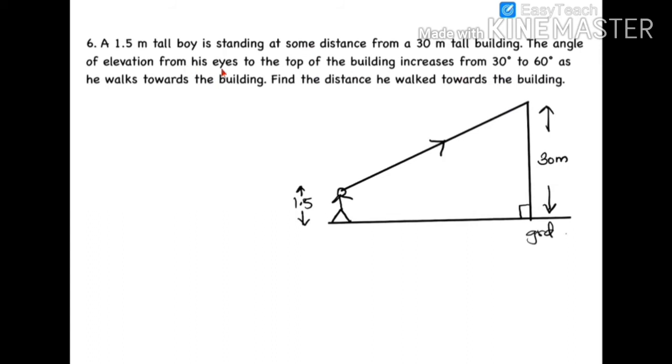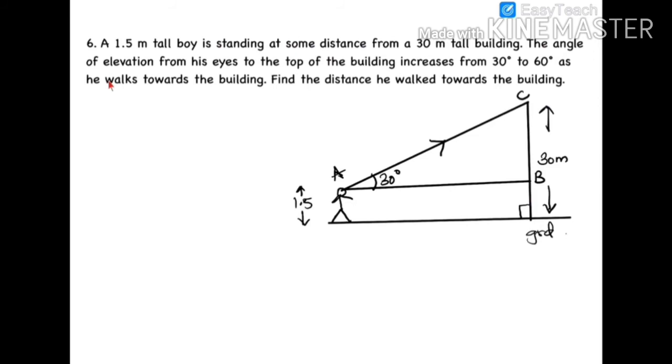The angle of elevation from his eyes to the top of the building increases from 30 to 60 degrees as he walks towards the building. So right now the angle of elevation is 30 degrees. The angle of elevation is the angle made by the line of sight with the horizontal. So let's draw the horizontal level of the eye. So AC is the line of sight and AB is the horizontal level of the eye. So angle ACB will be 30 degrees.